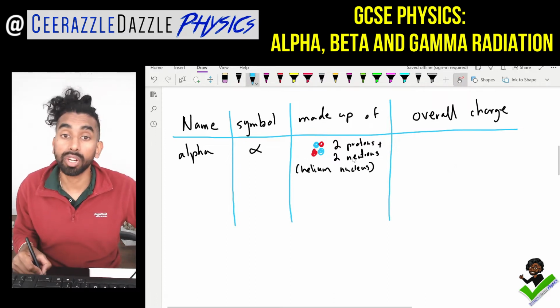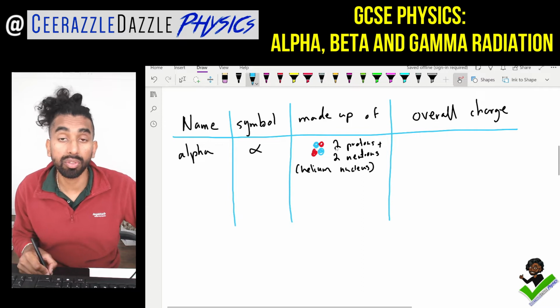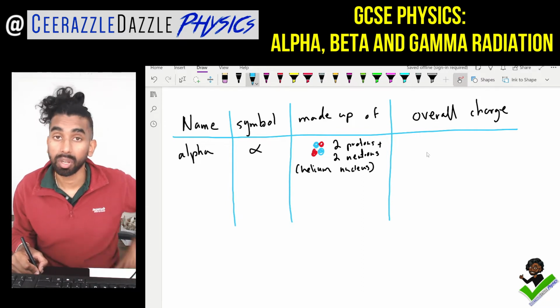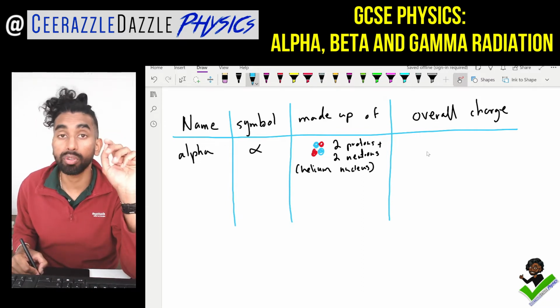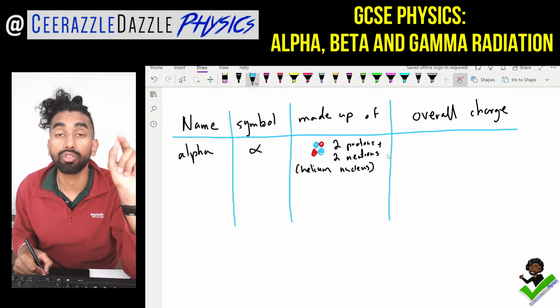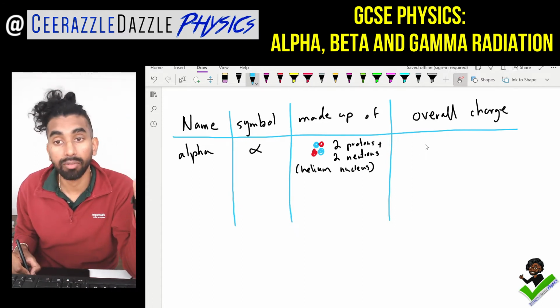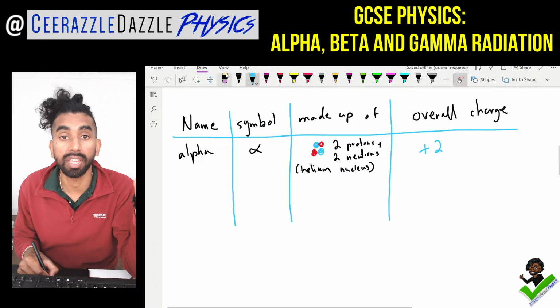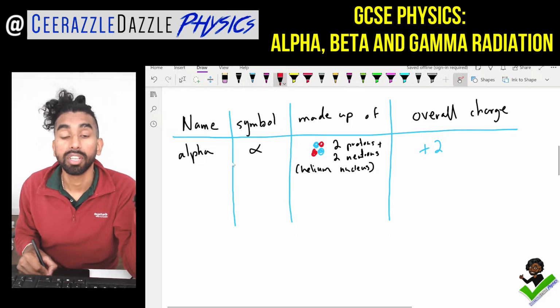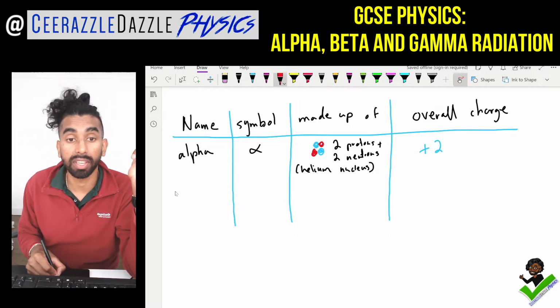Right, the overall charge. Because I've got two protons and two neutrons, what will be the overall charge? Hopefully you can remember that protons have a charge of +1 and neutrons have a charge of 0. So I've got two protons, therefore it will be +2. The neutrons don't really count, so the overall charge is +2. So now we have done alpha radiation.